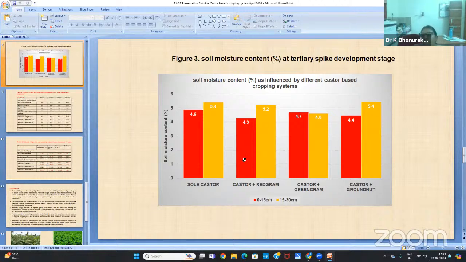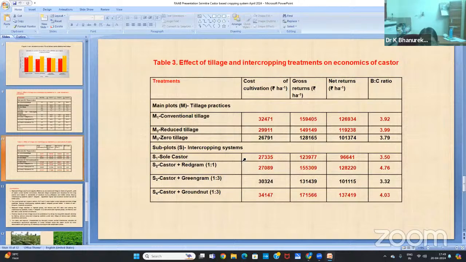And when we see the most interesting feature in terms of the farming community as well as for the profitability of the system, we can see here that the benefit cost ratio as well as the net returns were higher for the reduced tillage because lower cost was involved there, although there was a little yield reduction as compared to that of the conventional tillage.